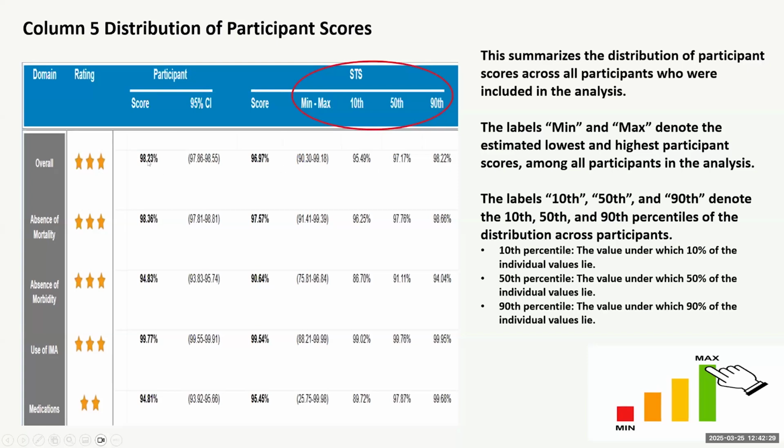And then you look at your score, no wonder you got 3 stars, because you're actually higher than the 90th percentile, because it's 98.22 and you're 98.23. So just a quick way to know how to read that and understand what you're looking at here.